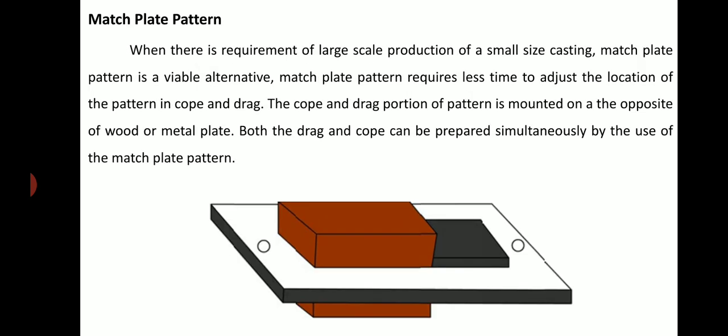Match plate pattern. When there is a requirement of large scale production of a small size casting, match plate pattern is a viable alternative. Match plate pattern requires less time to adjust the location of the pattern in cope and drag. The cope and drag portions of the pattern are mounted on the opposite sides of a wooden or metal plate. Both the drag and cope can be prepared simultaneously by the use of the match plate pattern.